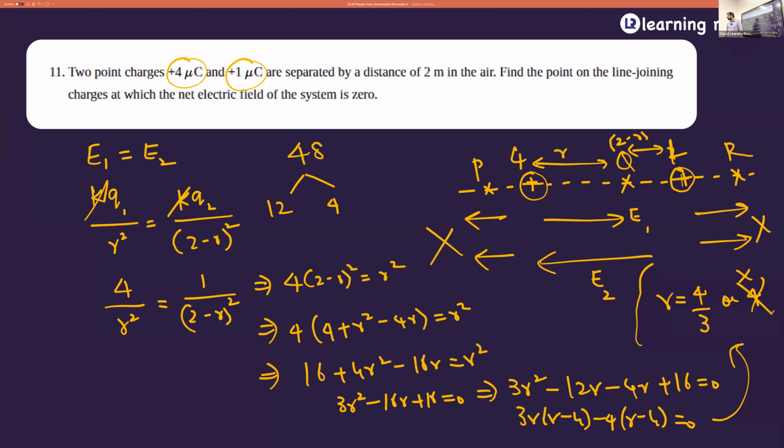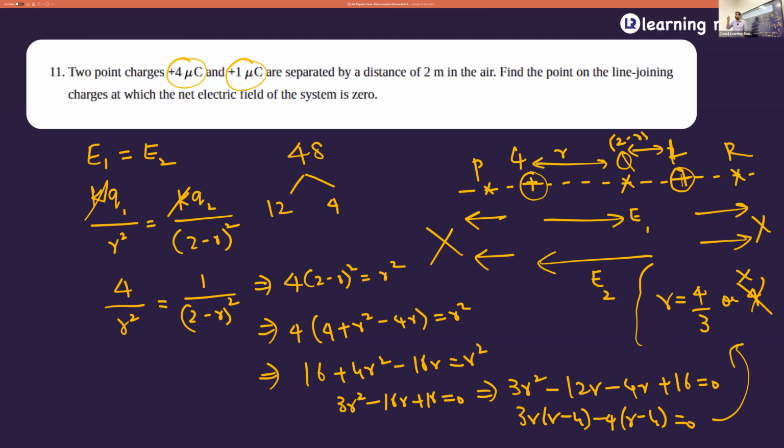What is 4 by 3? 1.33. 1.33 is between them, so it is less than 2. One correction: this will be closer to the one with lesser magnitude. That's what is happening, no? 1.5 is exactly the center, 1.33 is left of center. Left of center is closer to 4. So the answer will be 1.33 from whom? From the 4 microcoulomb charge.